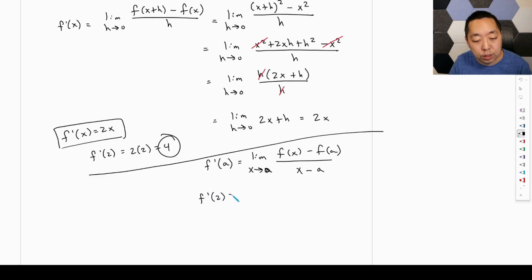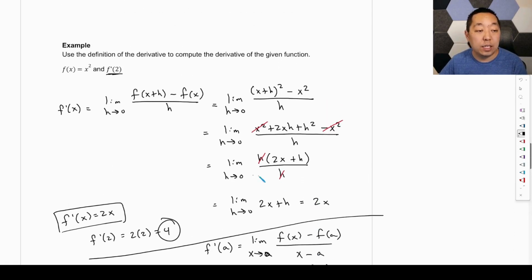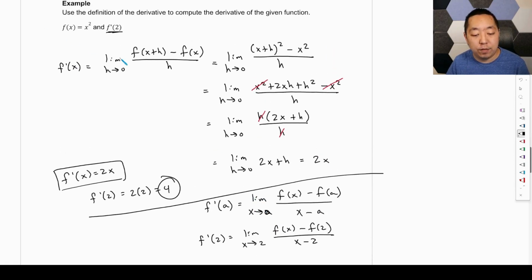F prime at 2 is going to be the limit, and we just replace a with 2. F of x minus f of 2 over x minus 2. All I did was replace a with 2, because a is where I'm computing the derivative at. Okay, now what's f of x? F of x is x squared.